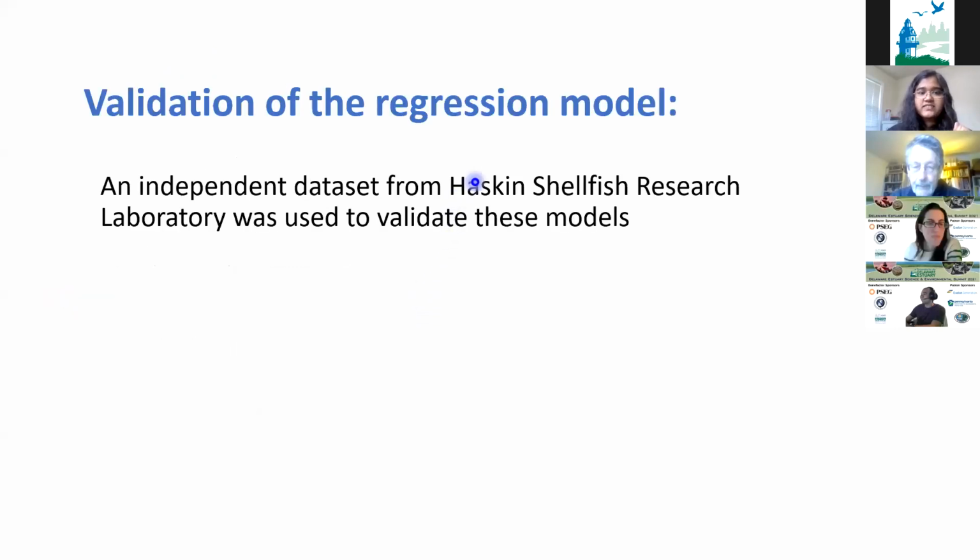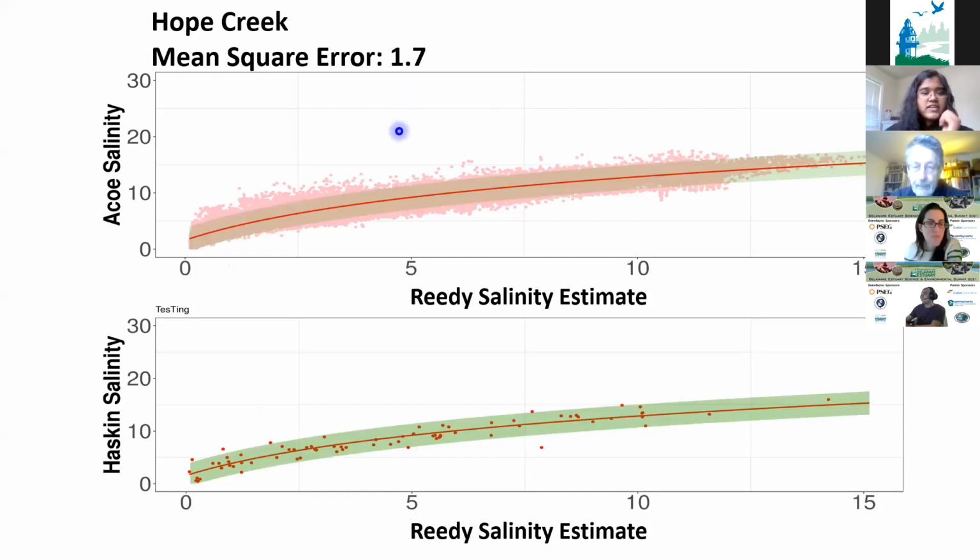So we needed to validate the regression models, and we had an independent dataset from the Haskin Shellfish Research Laboratory, which we have used. So here is the model testing for Hope Creek. The first graph is what I have shown you before, and the second graph is where we have used the same model with Haskin salinity measurements at Hope Creek Station, and the mean square error was 1.7.